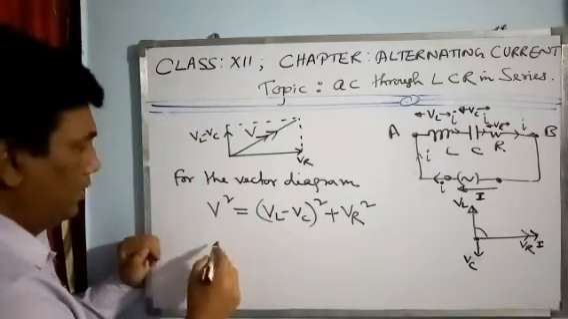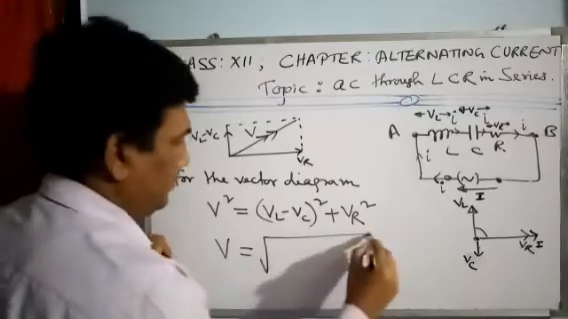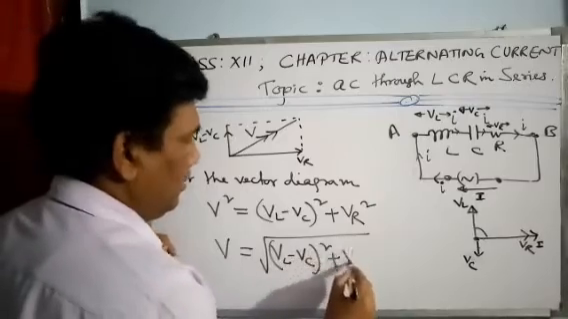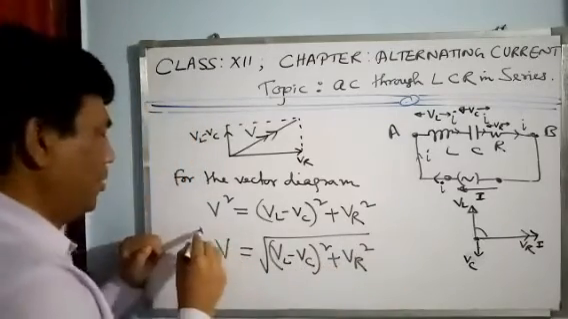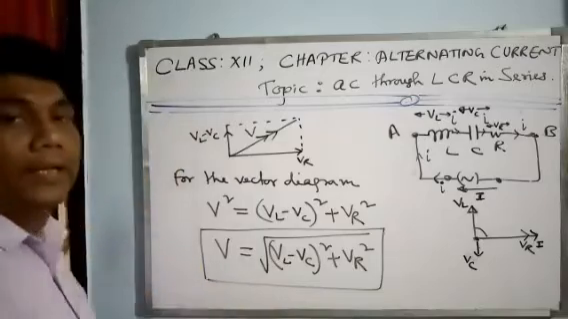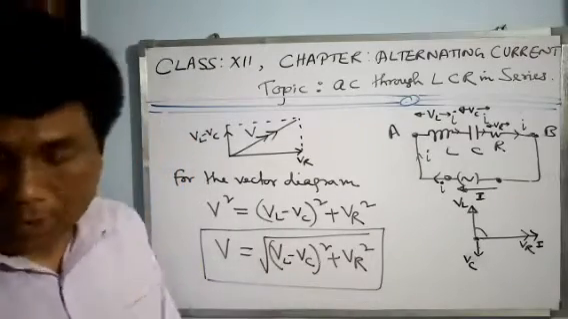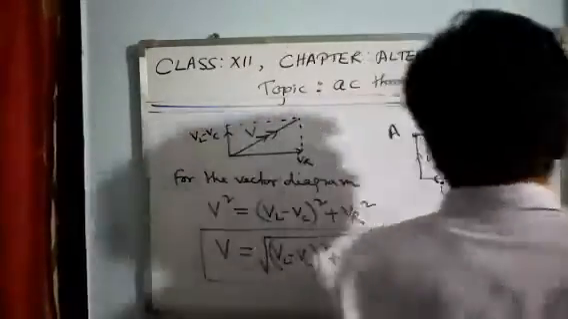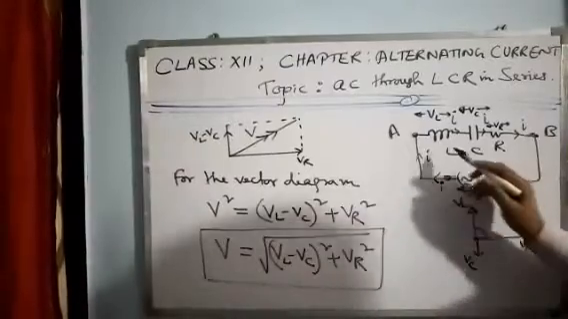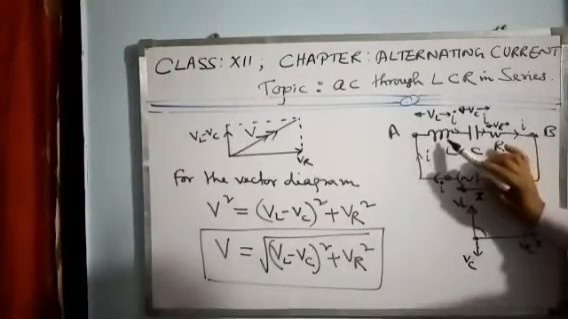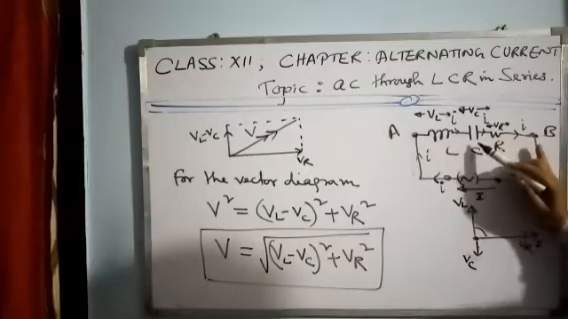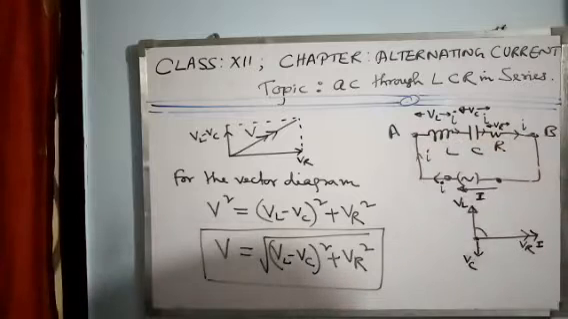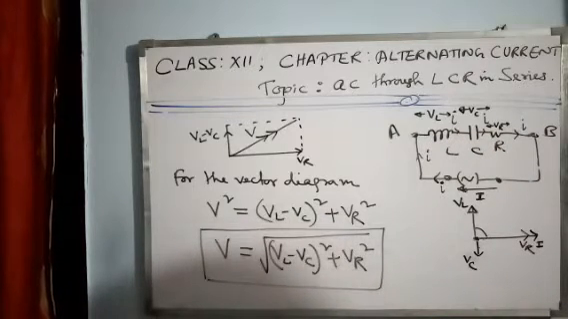Are you getting it? So this is a very important expression you are getting. V square equals VL minus VC whole square plus VR whole square. It's important, you have to learn it. Remember why this formula is very important. Say you are asked a question. Say at any moment in LCR series circuit, the voltage across inductor is 1 volt, this is also 1 volt, this is also 1 volt. So what is the voltage between A and B?